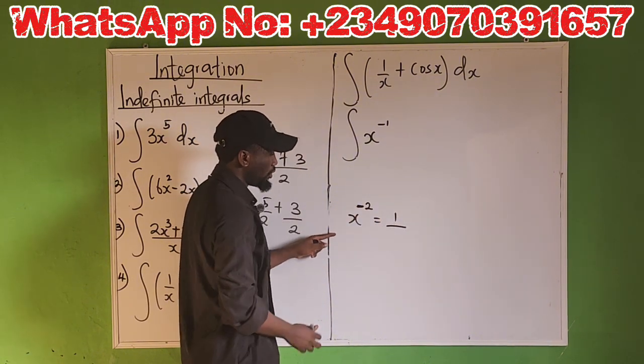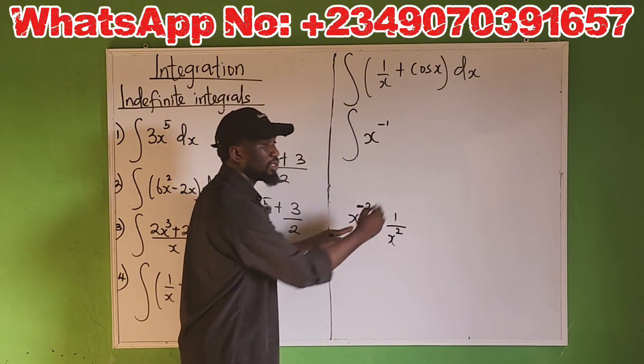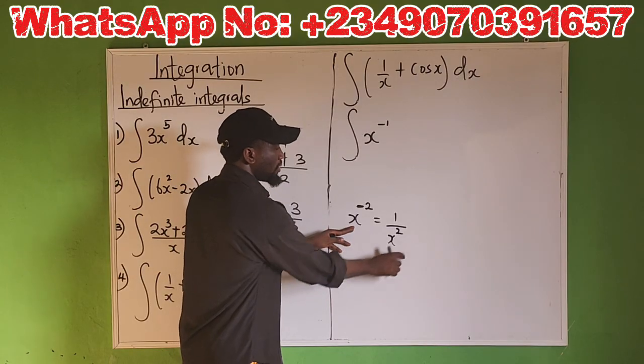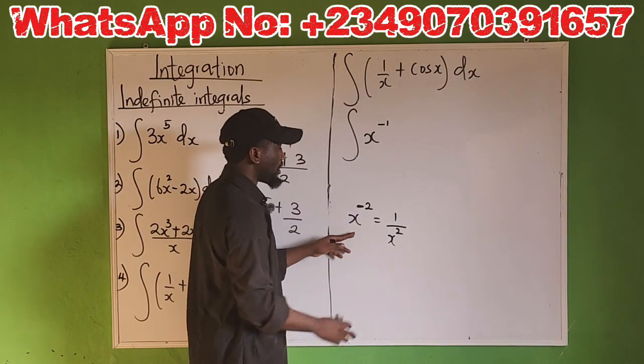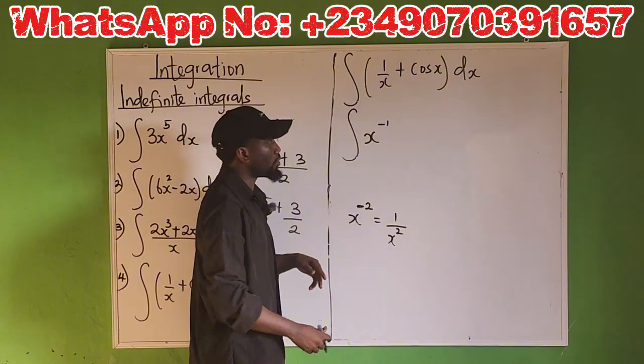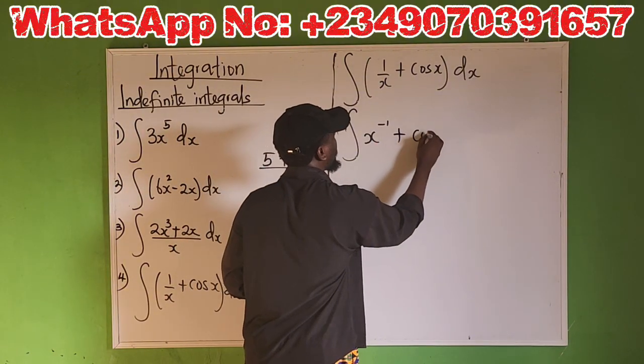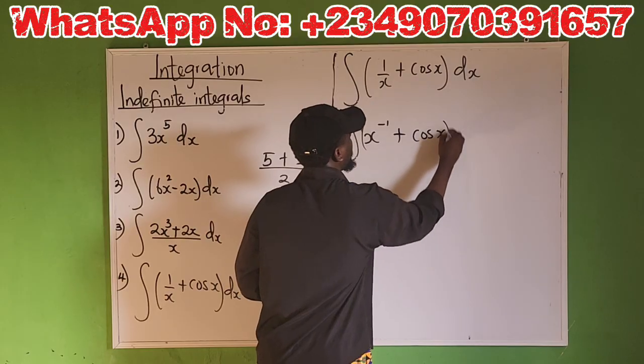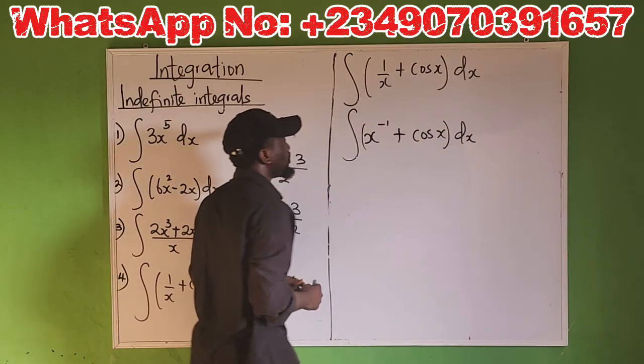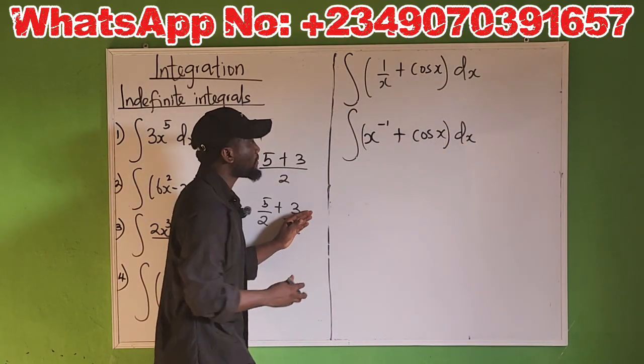It means 1 over. So what do you have left? x squared. So if you want to take this x up, I'm going to have x raised to the power negative 2. So that's what we did here. All right. Then plus what? Plus cos x with respect to what? To x. So let's integrate.